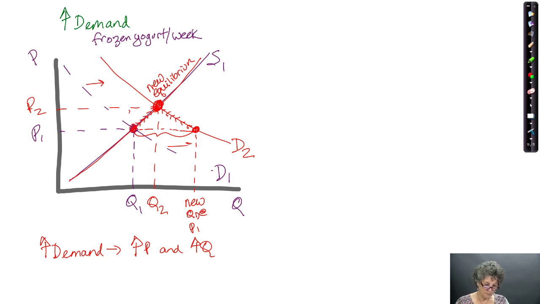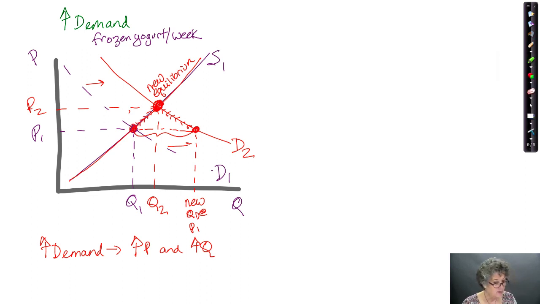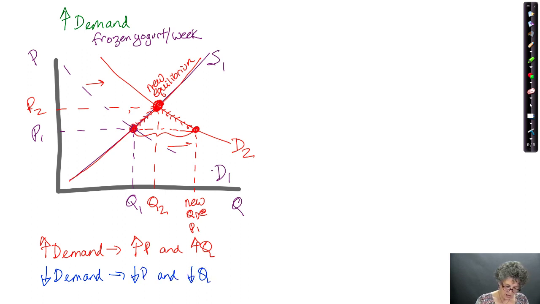If there's a decrease in demand, I'm not going to draw it because I've been here now for almost an hour. If there's a decrease in demand, it would give us a decrease in price and a decrease in quantity, comparing the new and the old equilibriums. Okay, that's cool.